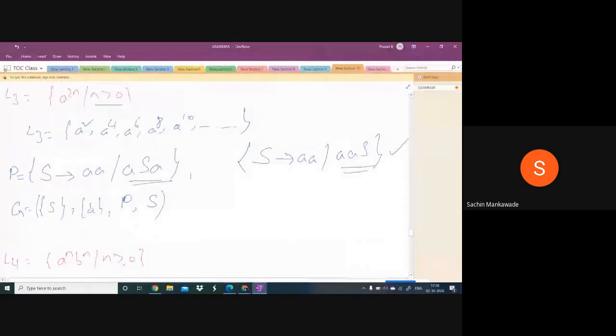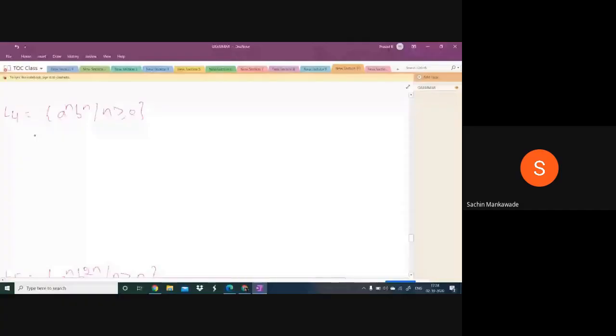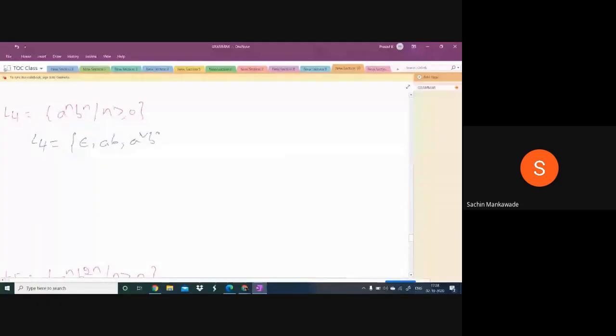Next, A power n, B power n. Tell me, here what is the smallest string? N is 0, then epsilon. N is 1, N is 2, N is 3, and so on. So here the smallest string is epsilon, and here A's and B's are equal. So whenever we generate A, we generate B. This is the grammar.